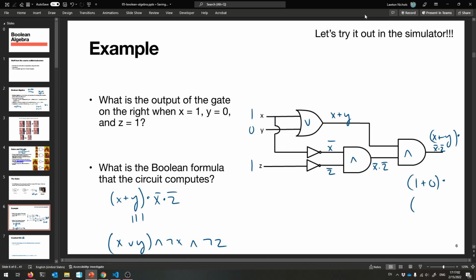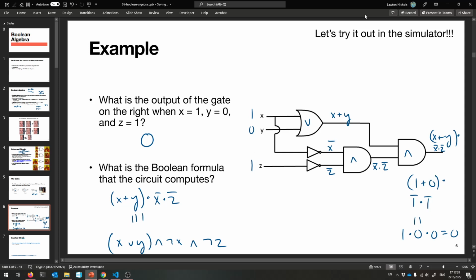I can draw it like this, times 1 bar, right? Times z negated, which is 1 bar again. So let's calculate that. That is going to be 1 plus 0, that's 1, true, ORed with false is still true. True, ANDed with not 1, or complement of 1, so 0 times 0. So we're ANDing with false a few times, and that is unfortunately going to be false. Okay, so we end up with 0 at the end of that.